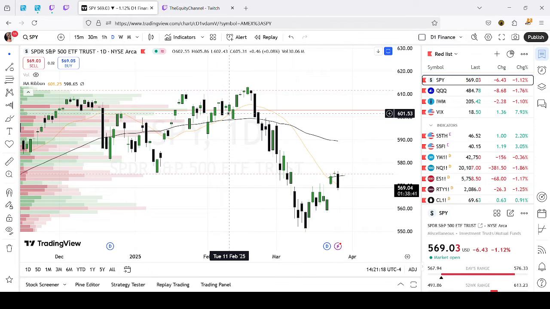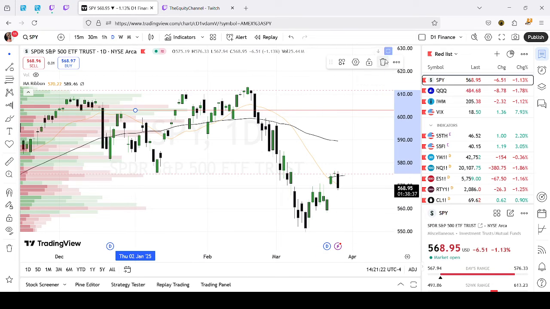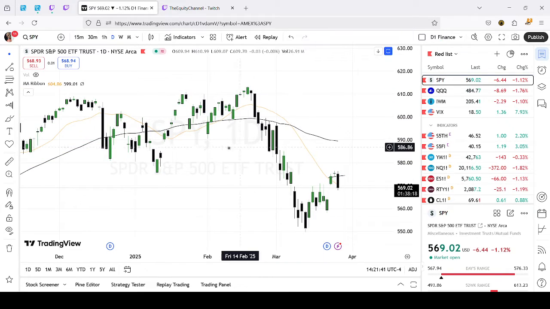Now, let's talk about this here. So I went year to date, and so we can see here, look at all your high volume nodes. We'll talk more about that in a few moments. Let's talk about what I mean when I say a key reversal high or low.